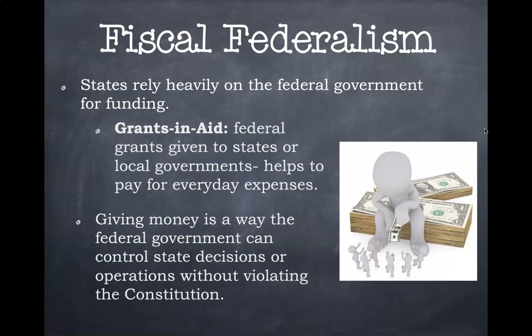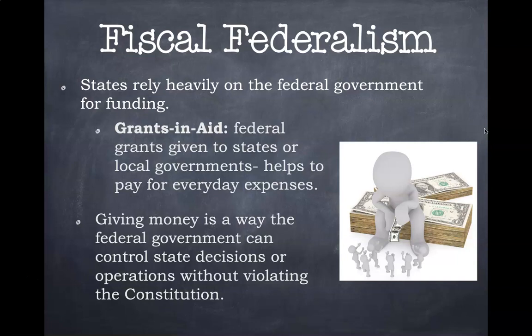Now, fiscal federalism. Whenever you say the word fiscal, you're referring to money. So states rely heavily on the federal government for funding. Now, remember I told you that the federal government cannot require that the states follow federal rules or federal laws, or make them follow certain things. However, they can take their money away.